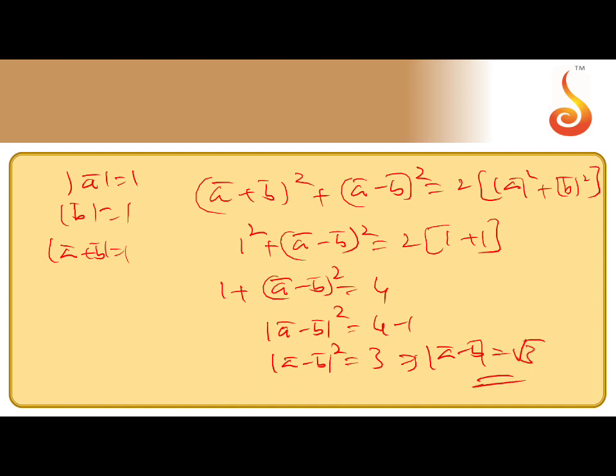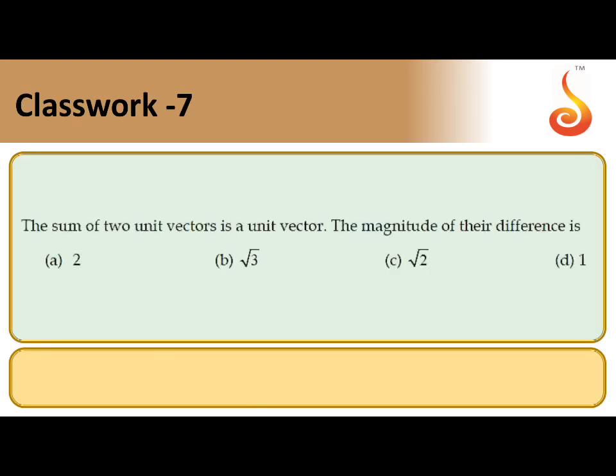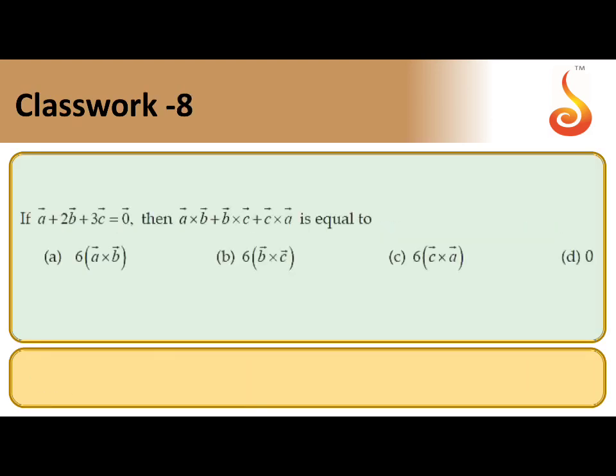Modulus means you always take plus. You should not take plus or minus here. The answer is plus root 3. Clear? Check the answer. Plus root 3, option B is correct. Next, A bar plus 2B bar plus 3C bar equal to O bar. Then we require the value of A cross B plus B cross C plus C cross A. What is the value of A cross B plus B cross C plus C cross A? In terms of A cross B or B cross C or C cross A we want it here. I will solve the question on the next page.